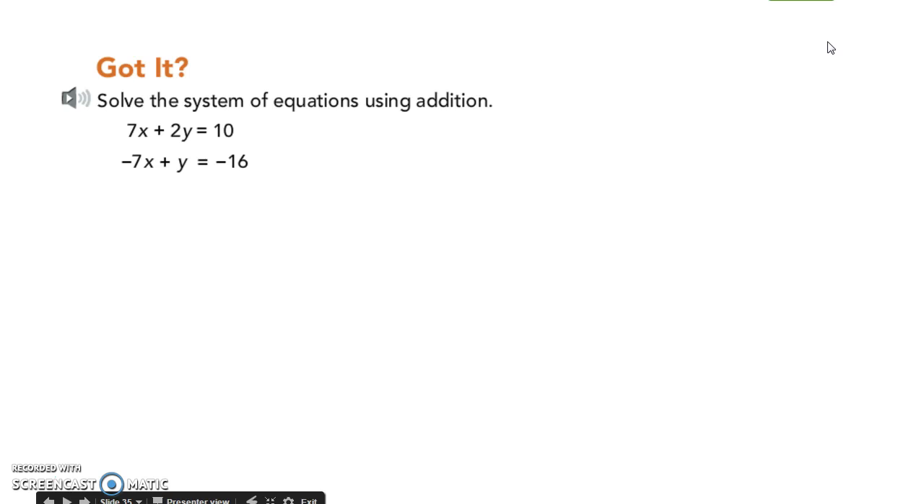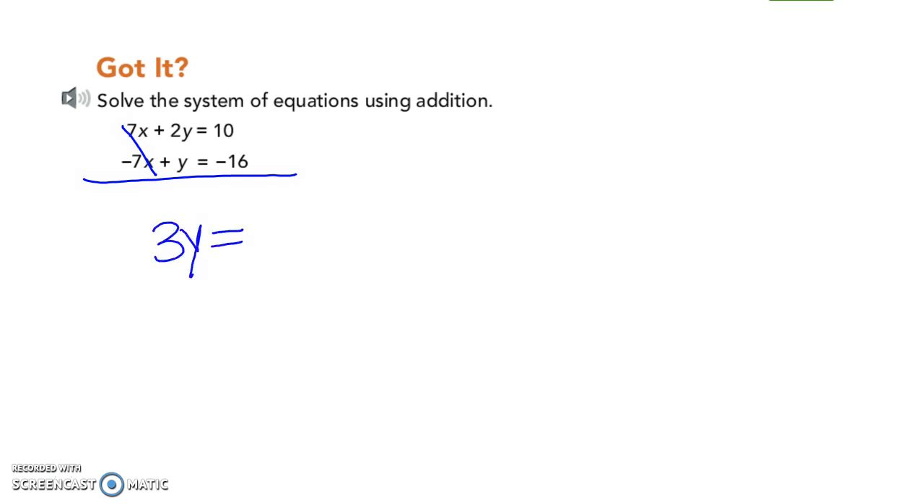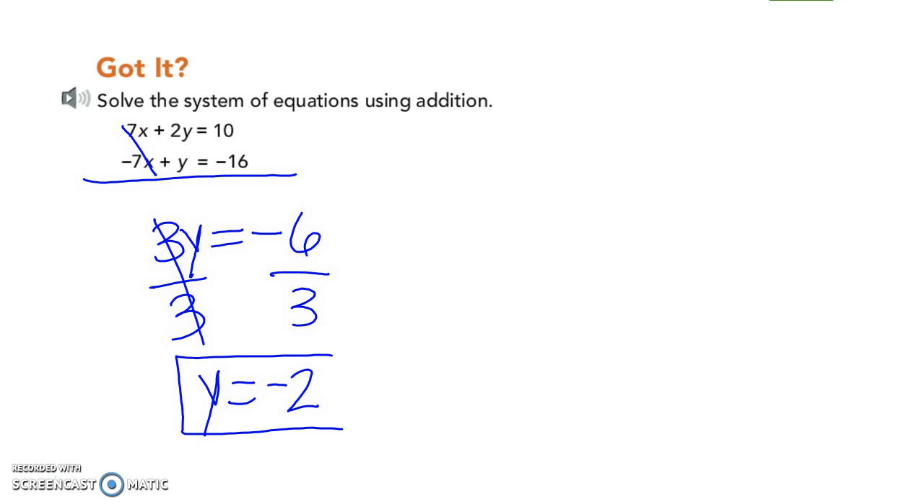Example 2. Everybody do this with me in your notes. Call it example 2. And again, I look at it and I see my x's are my additive inverses here. Yay! So those are just going to cancel out. And then I have 2y plus y would be 3y. And then 10 minus 16 is negative 6. So beautiful. Look at those x's canceling out. Remember, that's called the addition method. So then we divide by 3, and we get y equals negative 2.